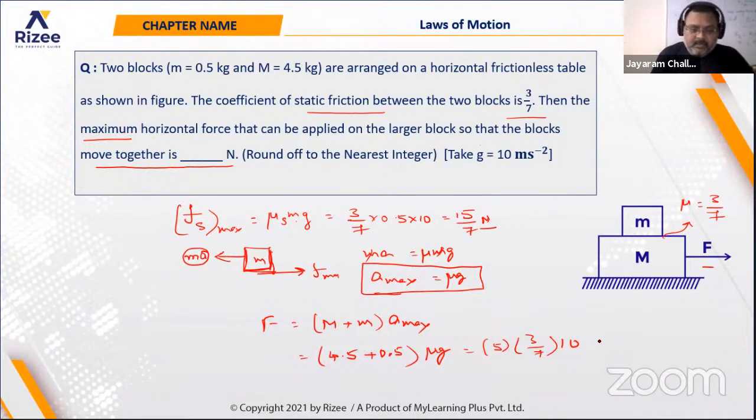So substituting this value, which is 5 into mu value, 3 by 7, into g, which is 10, that will be equal to 150 by 7 here. So it will be nearest to the rounded value. He has asked us to round it approximately, so that can be some other value. Just try to calculate and close it, please. So this is the situation, sir.